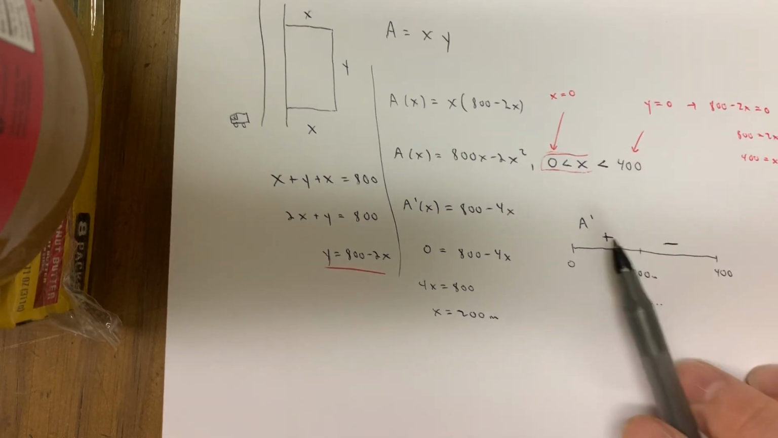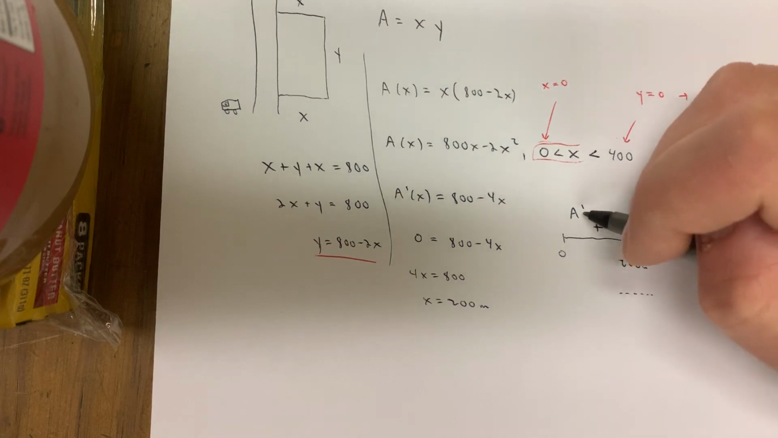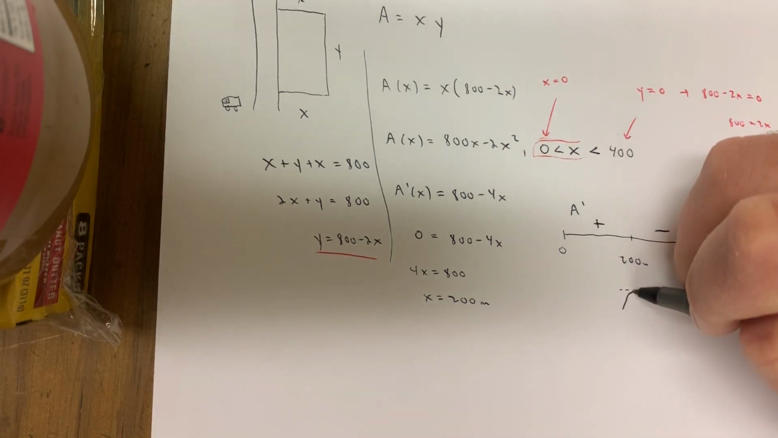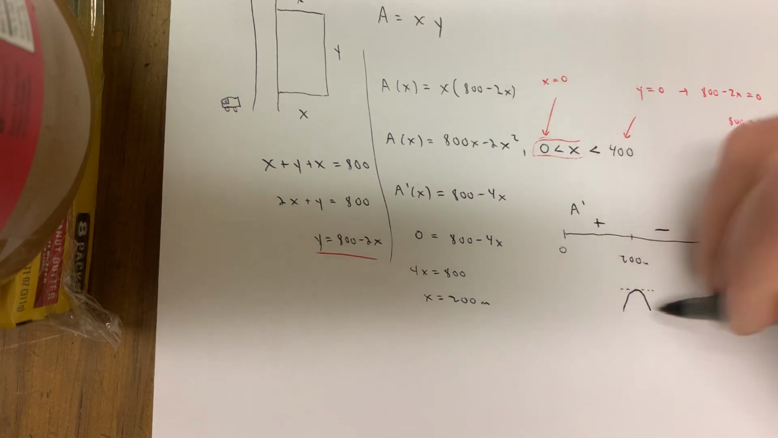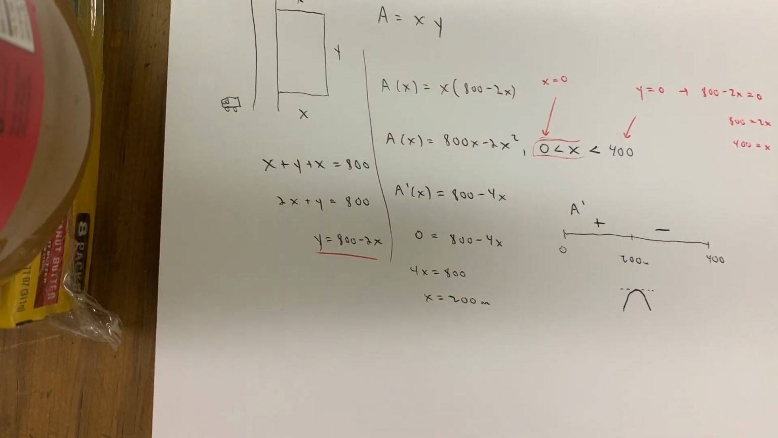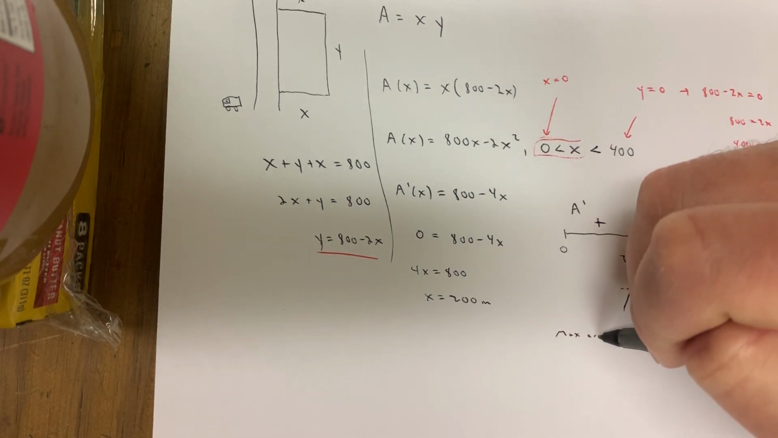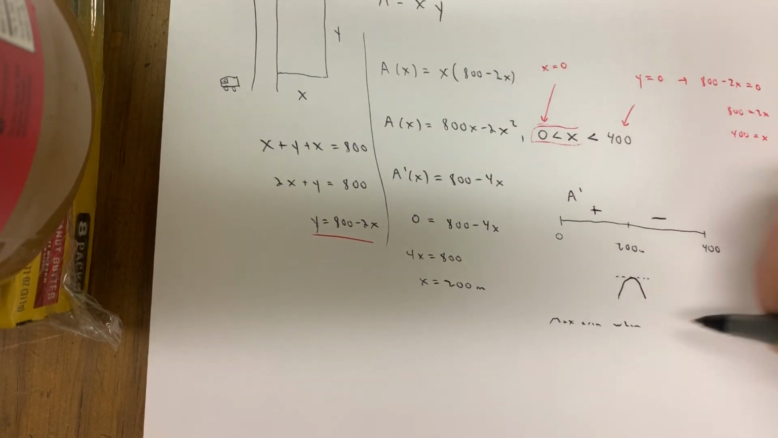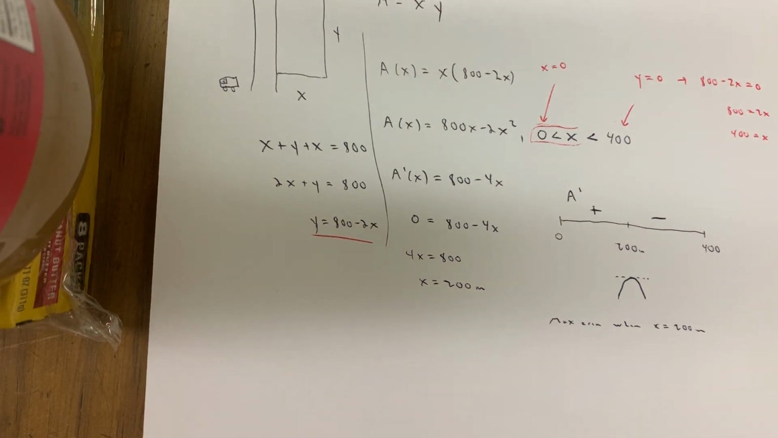And you can see since A prime changes from positive to negative, the area function that this is describing the slope of will change from increasing to decreasing, okay? And that's why there's a max right there. So now I know we have the max area when x equals 200 meters. Okay, and then you want to answer the question.